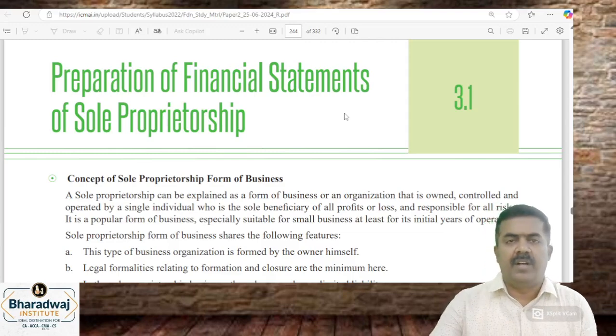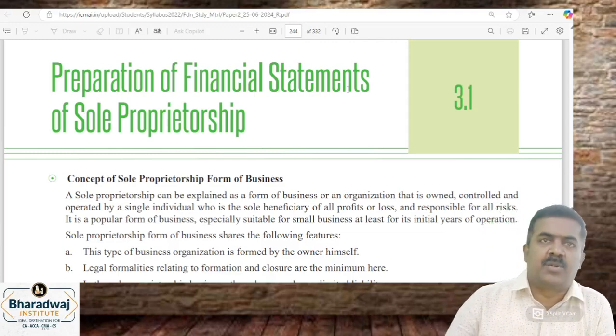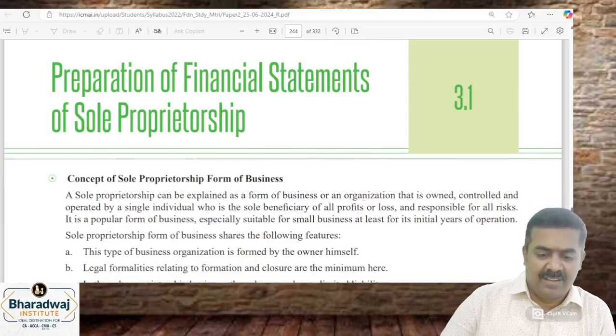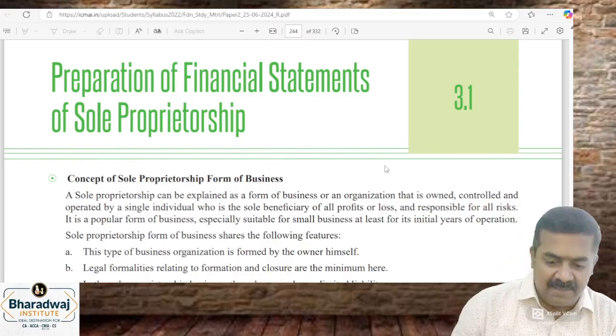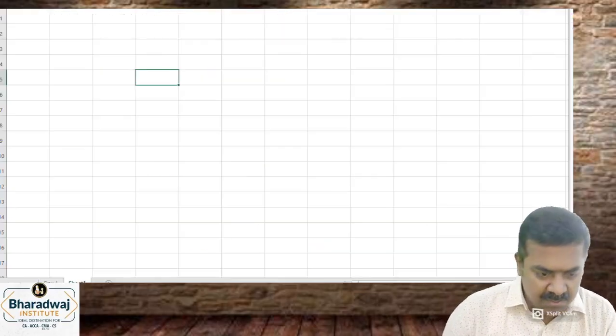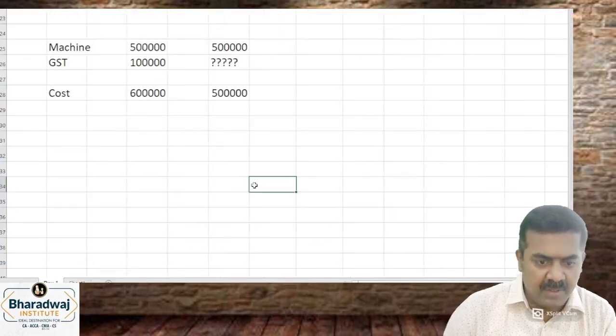Good morning. We'll begin with the preparation of final accounts of a sole trader. We know the objective of financial accounting itself. We had seen in the first class, what is the purpose of financial accounting?